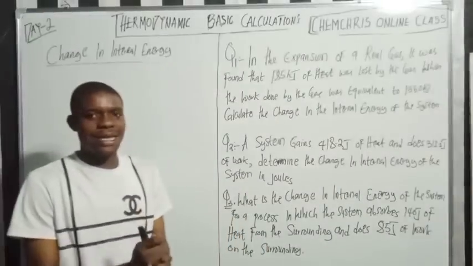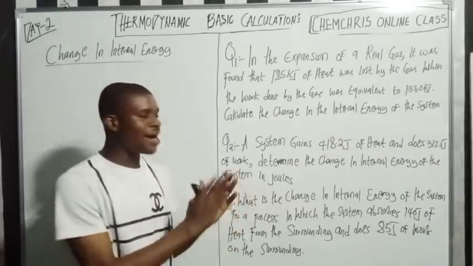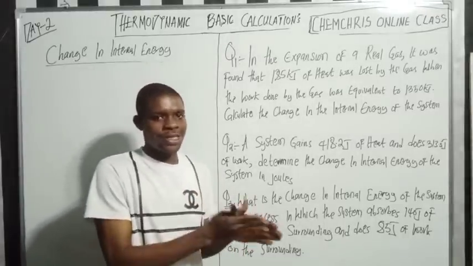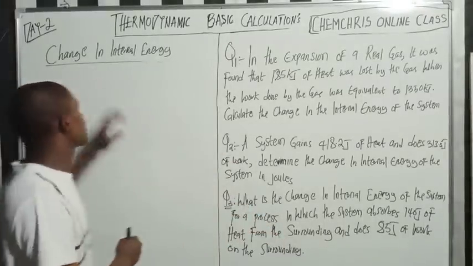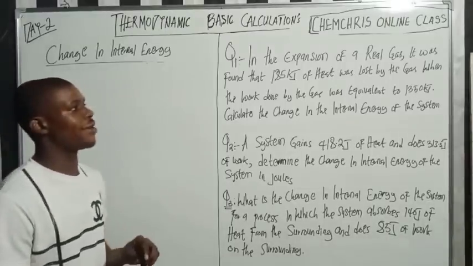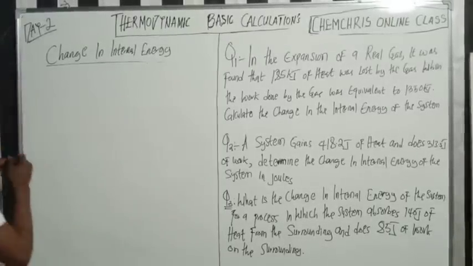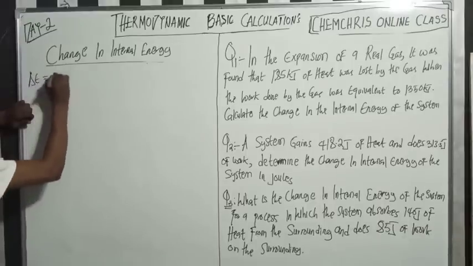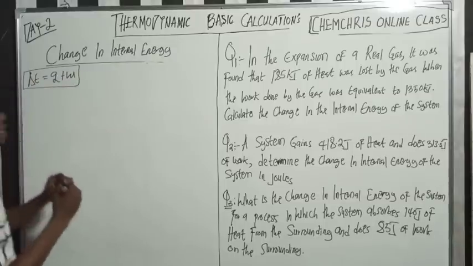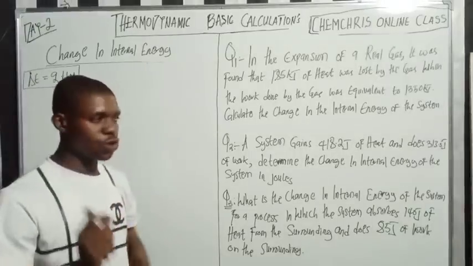Let's look at this set of questions on the board here, and this should clarify your understanding of how to solve questions when it comes to change in internal energy. So let's look at the first one: in the expansion of a real gas, understand that my delta E is always equal to Q plus W. This should always be in your mind. Delta E equals Q plus W, right?